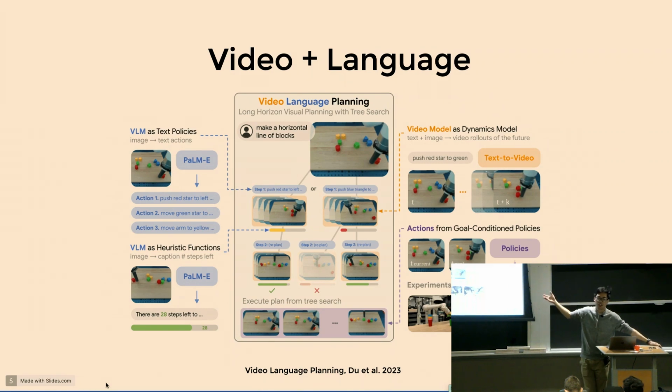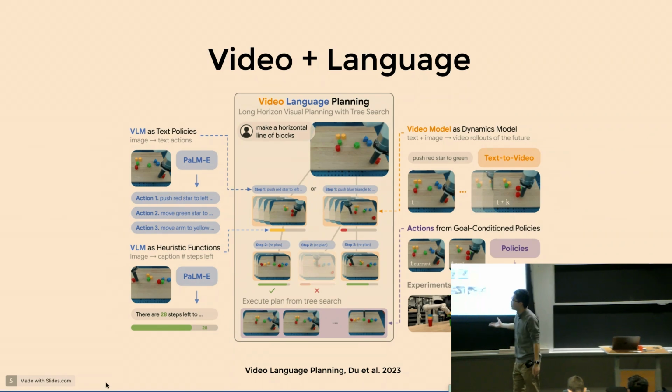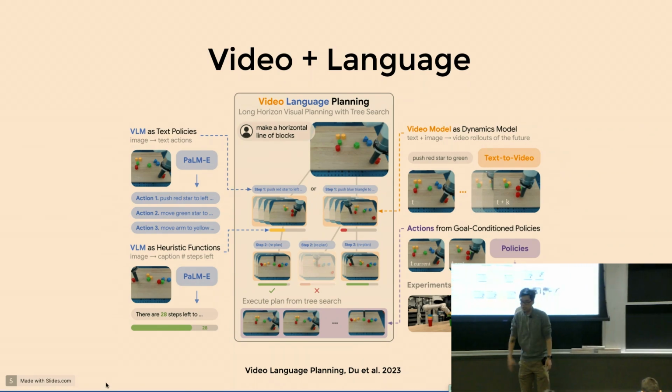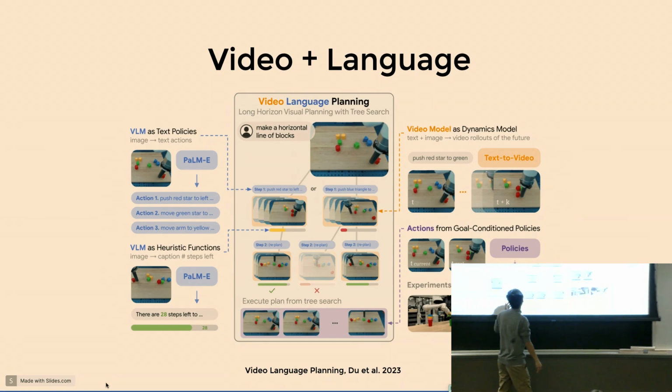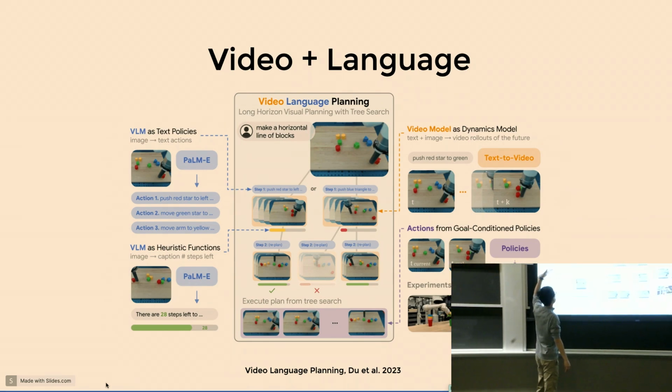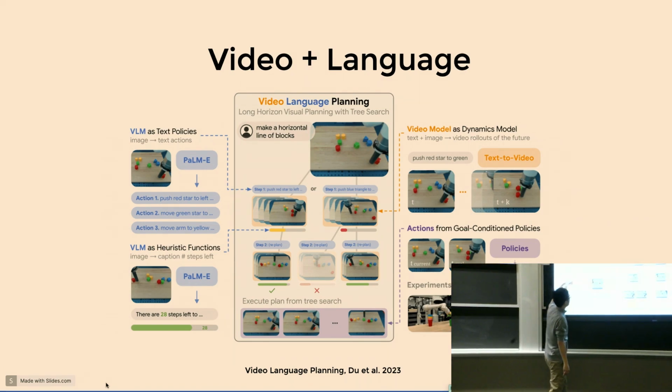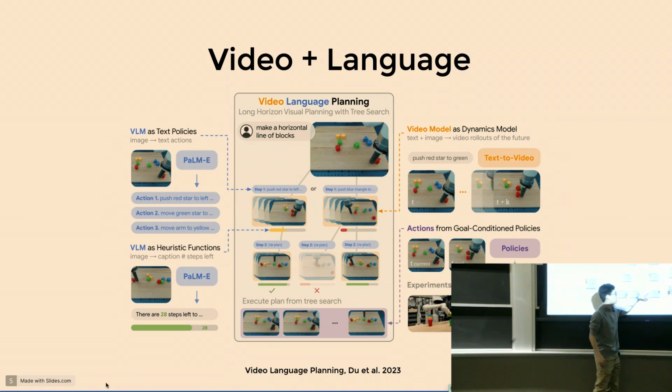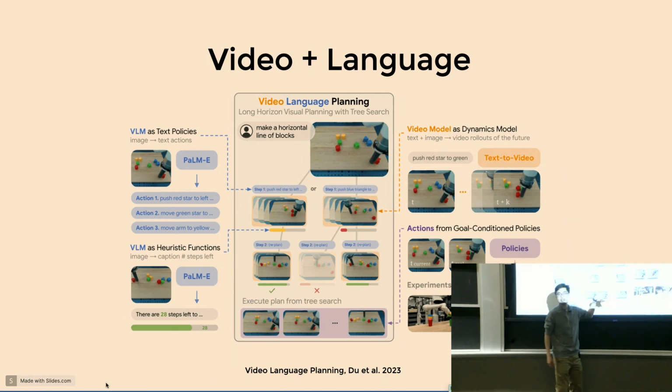You want text conditioning. And it turns out you can get text conditioning for free because there are captions on YouTube, and there is large language model. You just give it a high-level instruction that says, I think this is asking the robot to make these toys into a line, right?